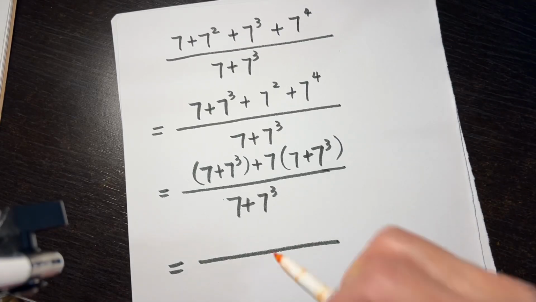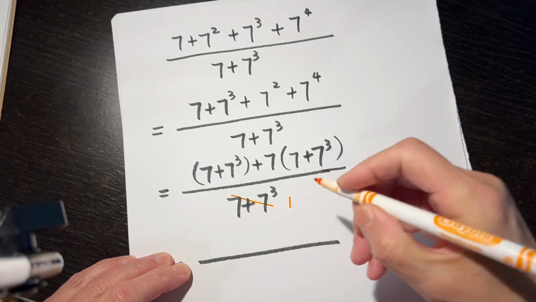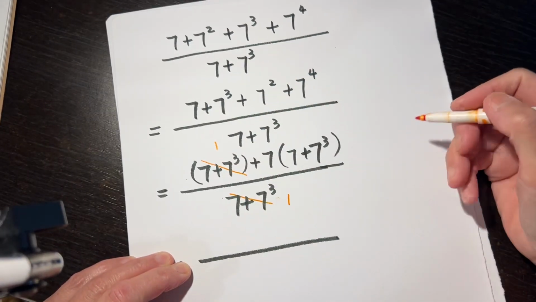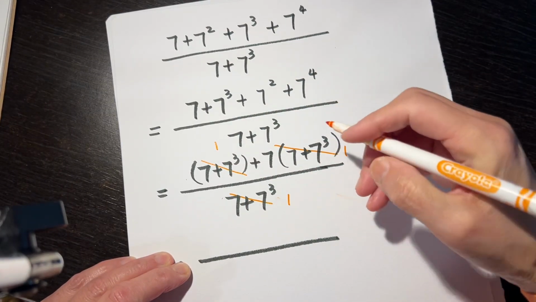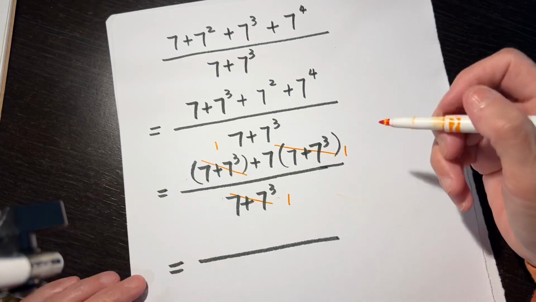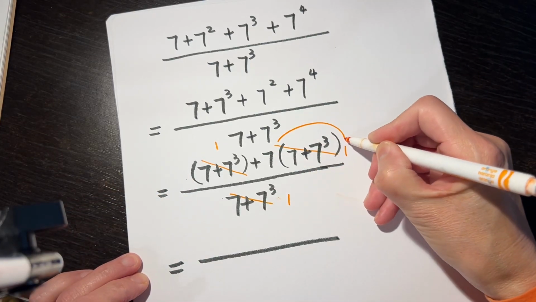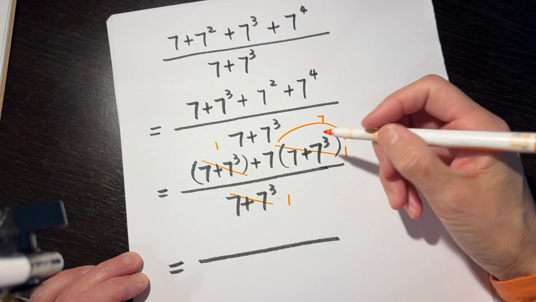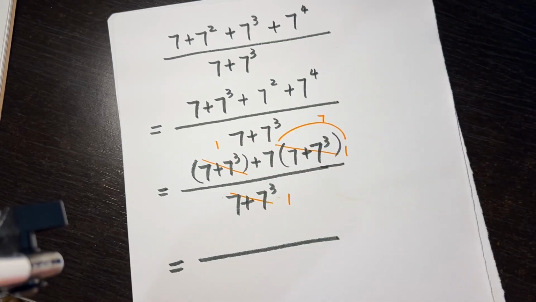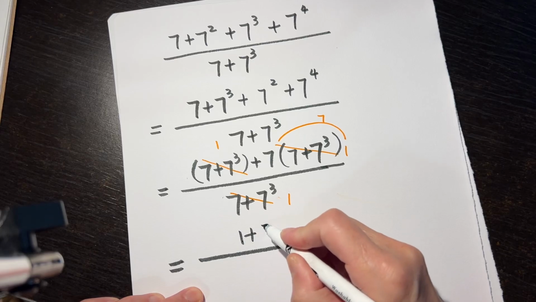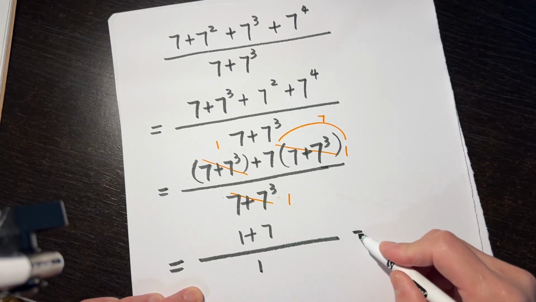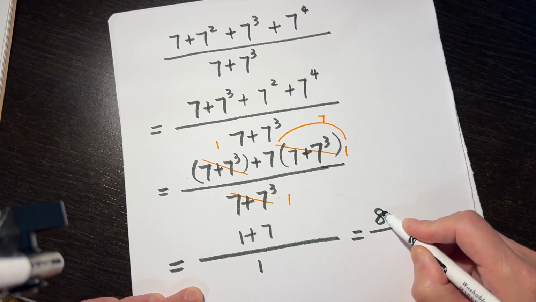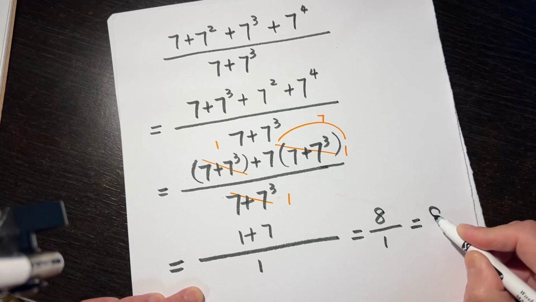And 1, 1, 1, right? So 7 times 1 is 7. And here is 1. 1 plus 7 is 1 plus 7 over 1. So 8 over 1. It is 8.